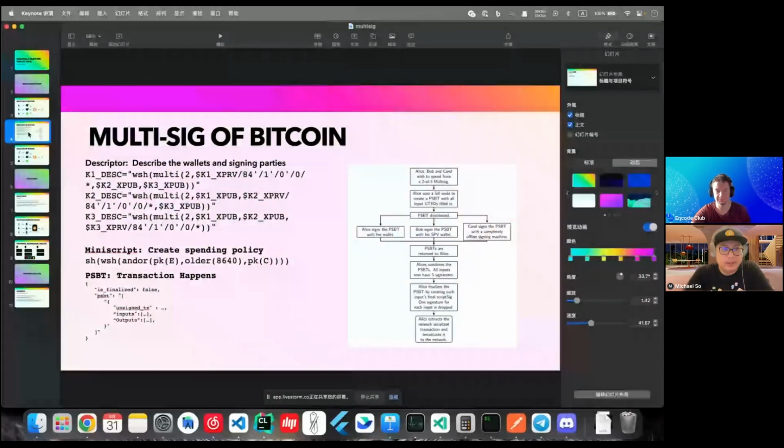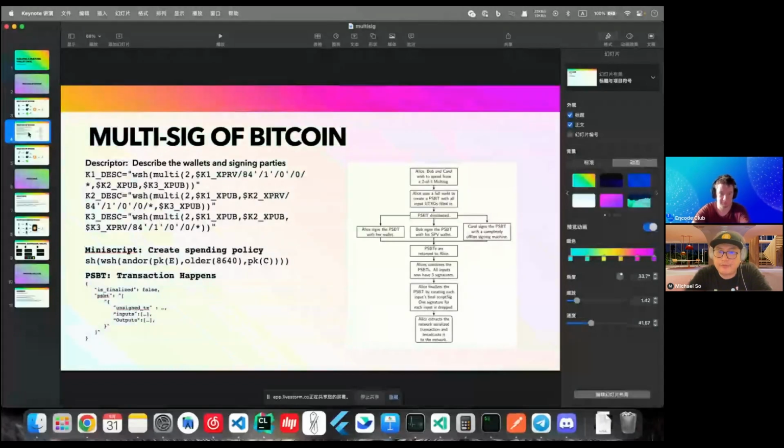And the last part is the PSBT. PSBT is a partially signed Bitcoin transaction. When the transaction happens, you need a data structure that describes which parties will be signing on the Bitcoin inputs and how the outputs are constructed. On the right is the PSBT transaction flow.